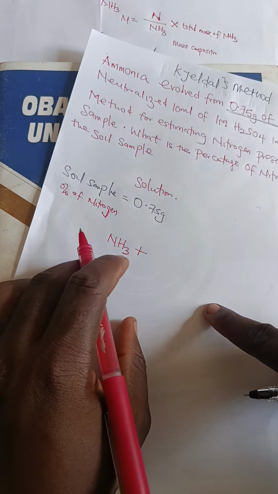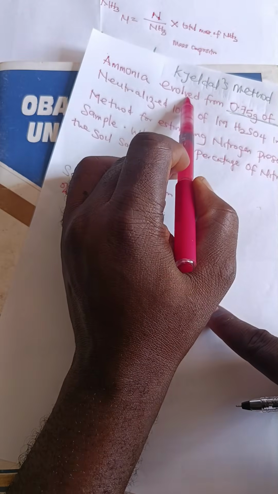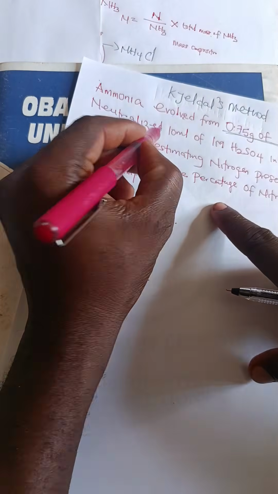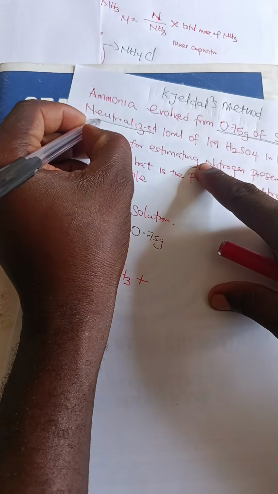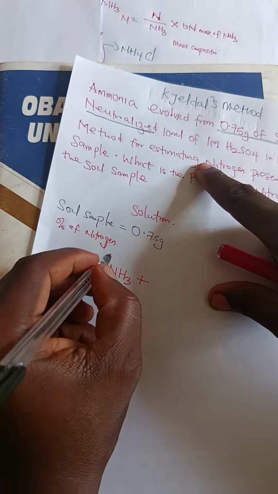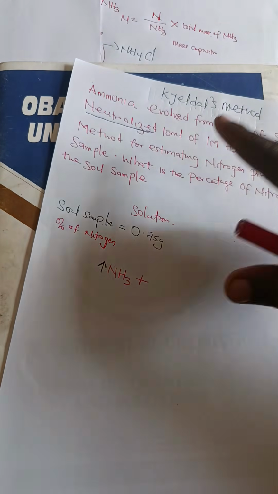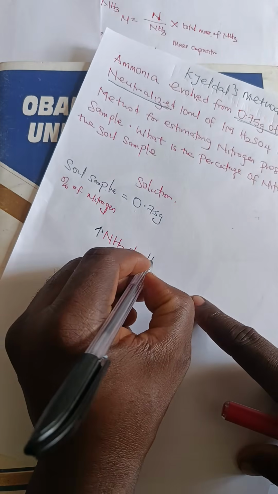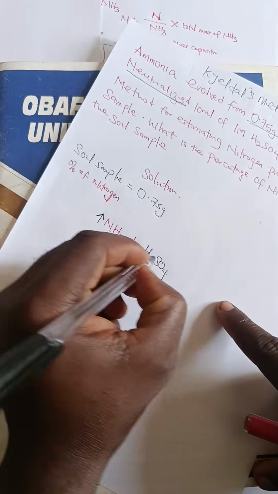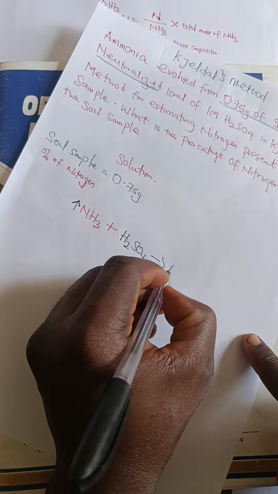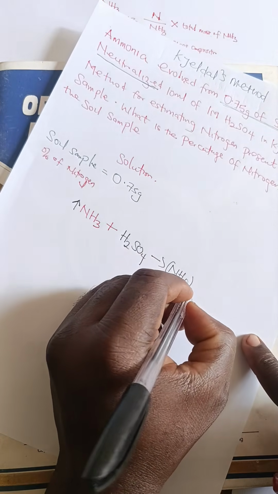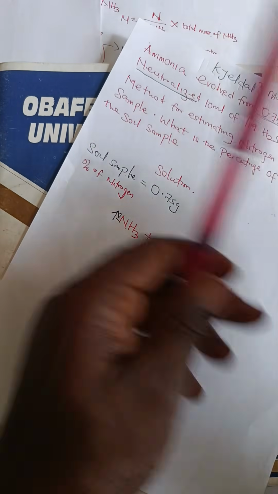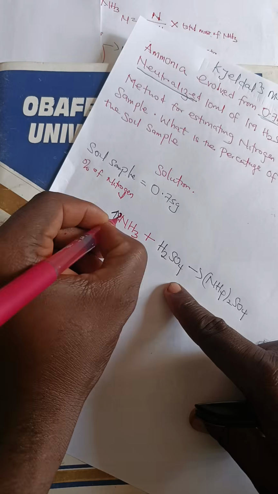So, they said ammonia was given off when they subjected this sample, and the ammonia given off was neutralized. I told you, after the ammonia has been given off, a standard acid is used to neutralize it. The standard acid that was used is H2SO4. It will give you (NH4)2SO4, ammonium sulfate. Now, if you are to balance it, there must be 2 in front of the NH3. To balance the equation, there will be 2.